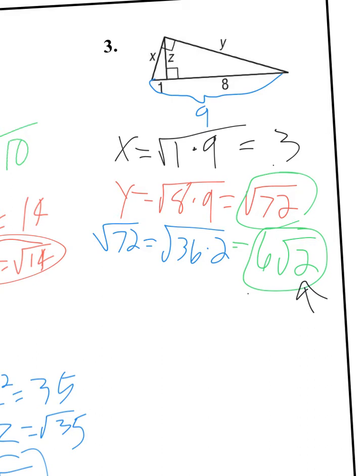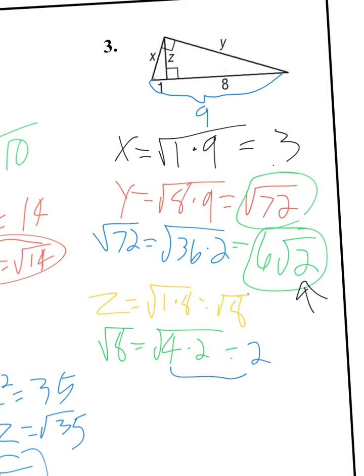I'm going to figure out z now. Well, z was, I just used the two smaller bases, 1 and 8. So I'm going to go 1 times 8. Okay, that's square root of 8. Can that simplify? Yes, it can, because square root of 8 is square root of 4 times 2. And the square root of 4 is 2. All right. And the square root of 2 stays behind. So yeah, this is the final answer. The square root of 8 is 2 square root 2. Okay, so I figured out x, y, and z.